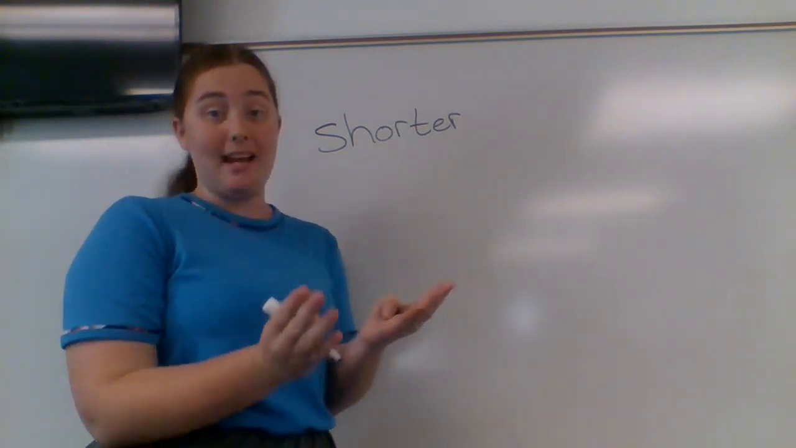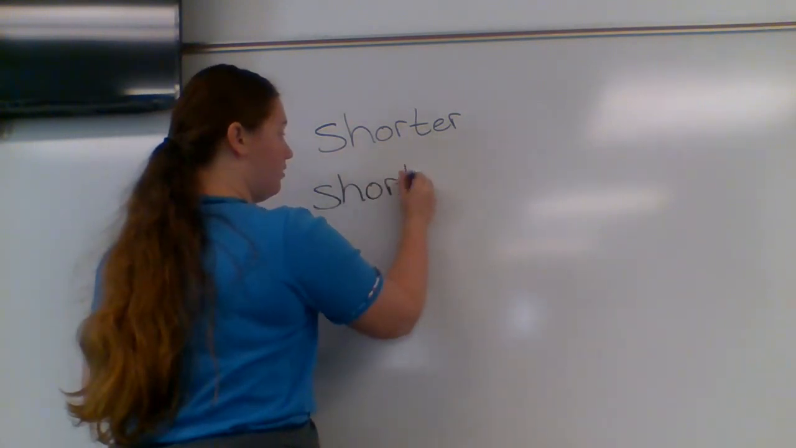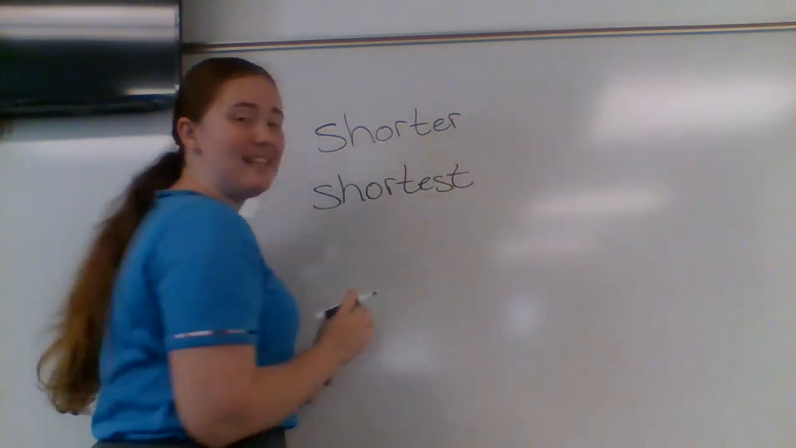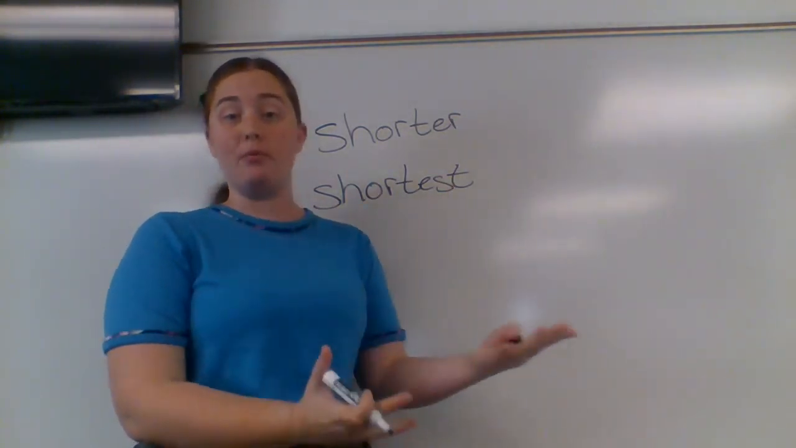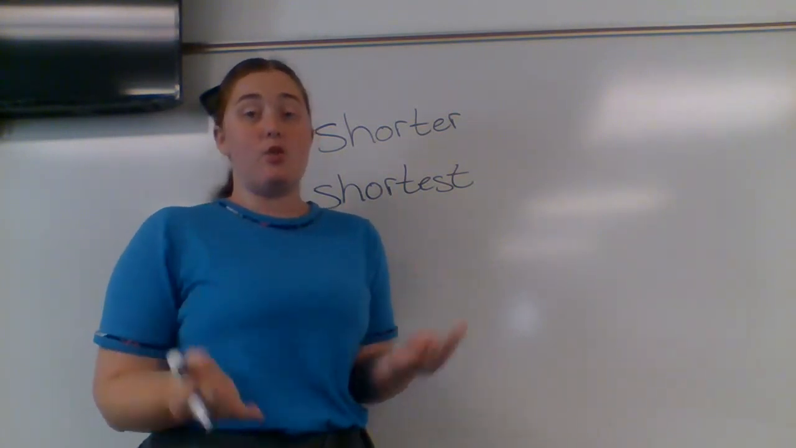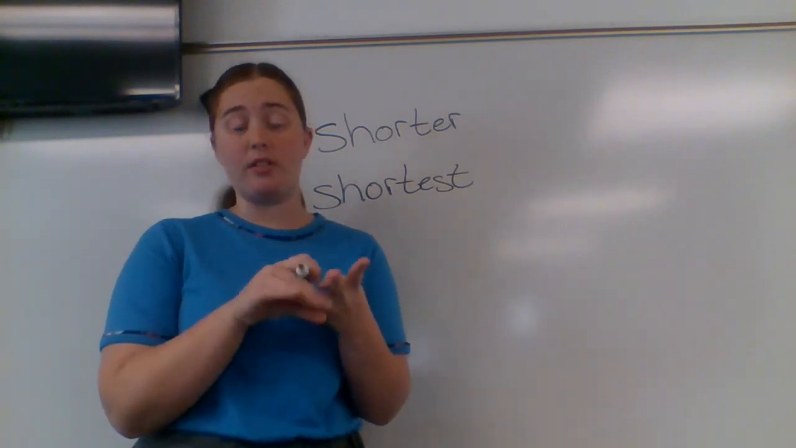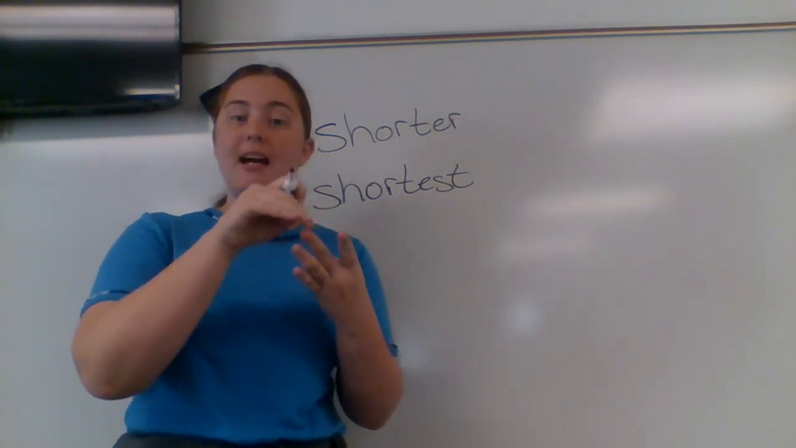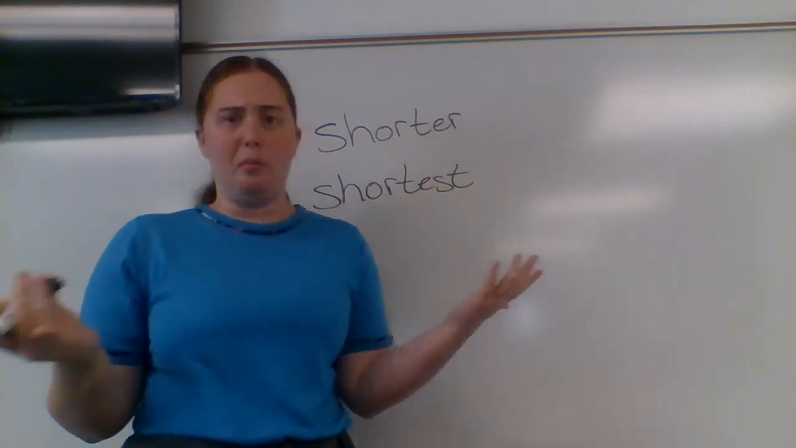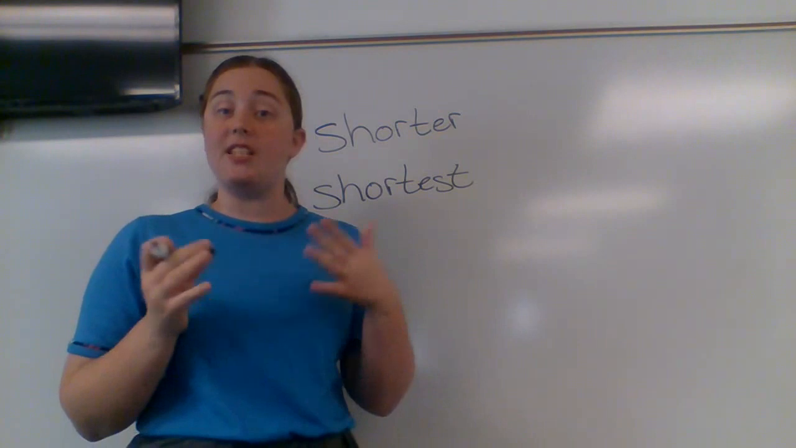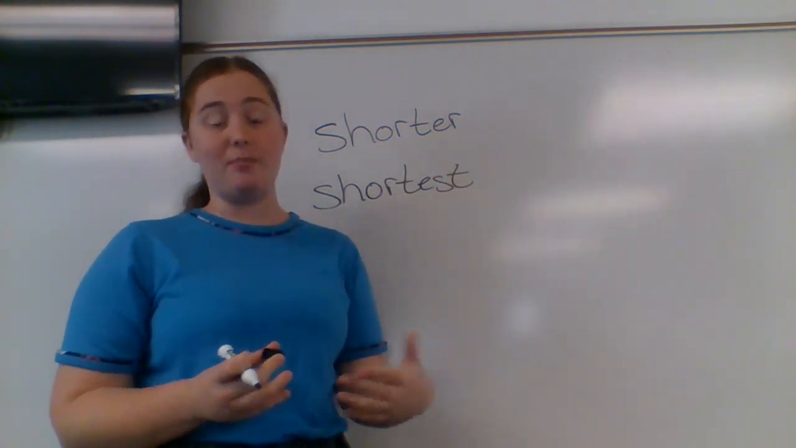So if I said shortest, I would be putting EST at the end of the word. EST means I'm comparing three or more people. So I might say he is the shortest person in his family. His family is going to have more than just him and one other person. It's going to be him, maybe mom and dad, maybe a sister or a brother. So it could easily be 5 people or more, maybe less than 5 people, but still that's 3 or more people. He is the shortest person in his family.